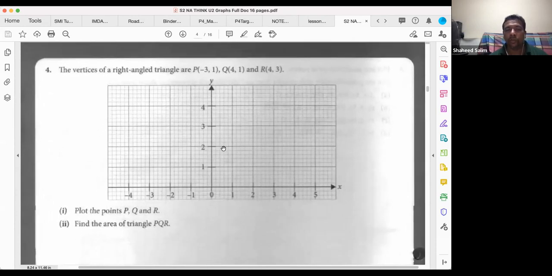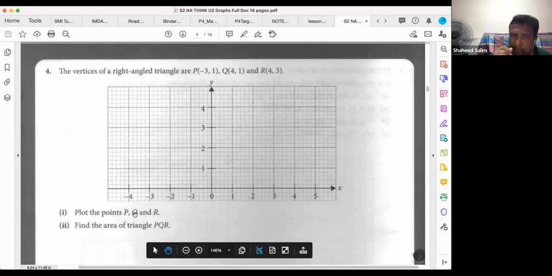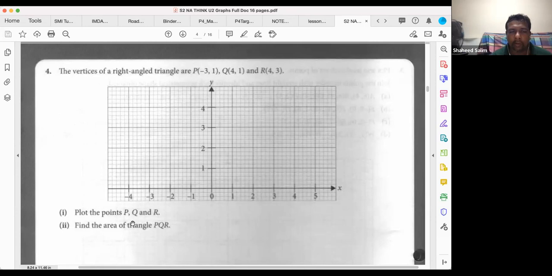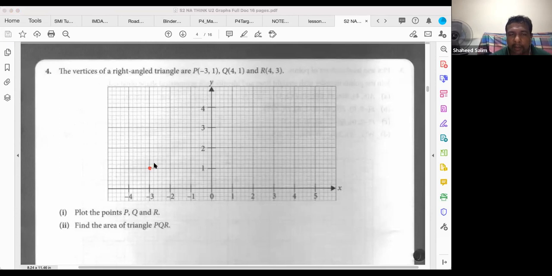Okay. So now they want you to find the area of the triangle. So I'm going to plot the points for you. Okay. P is -3, 1. Down here. I put like that. This is P.